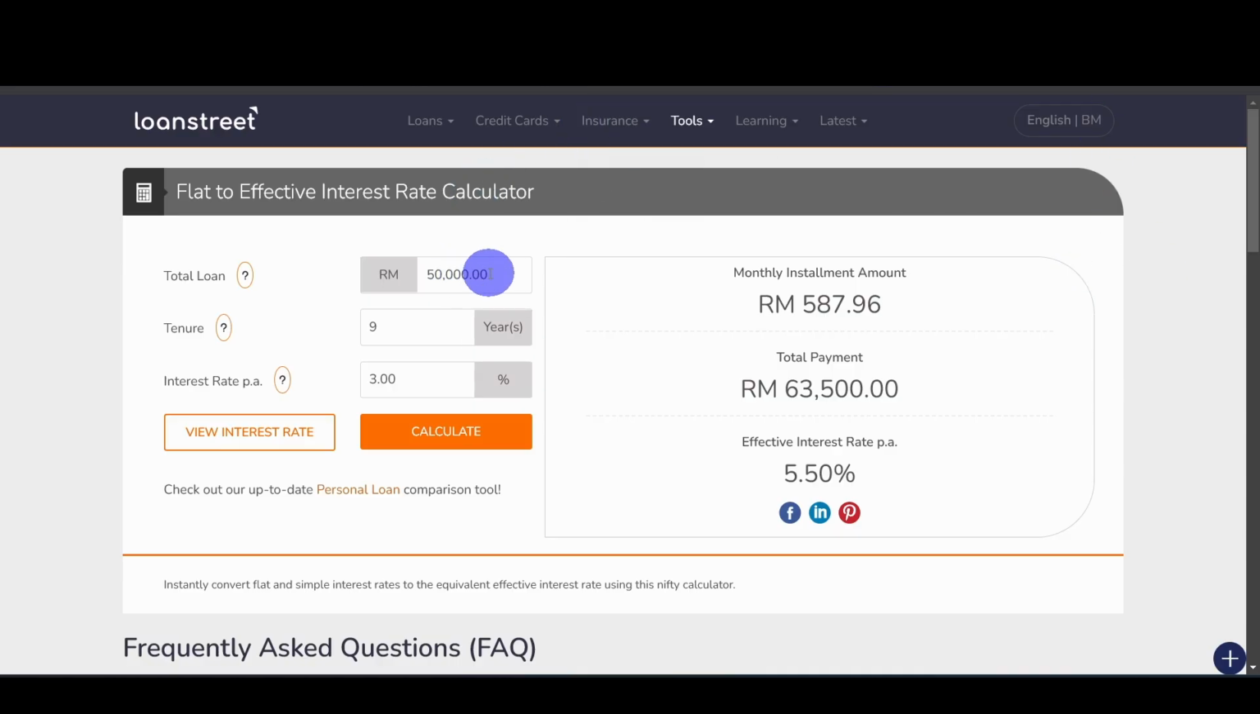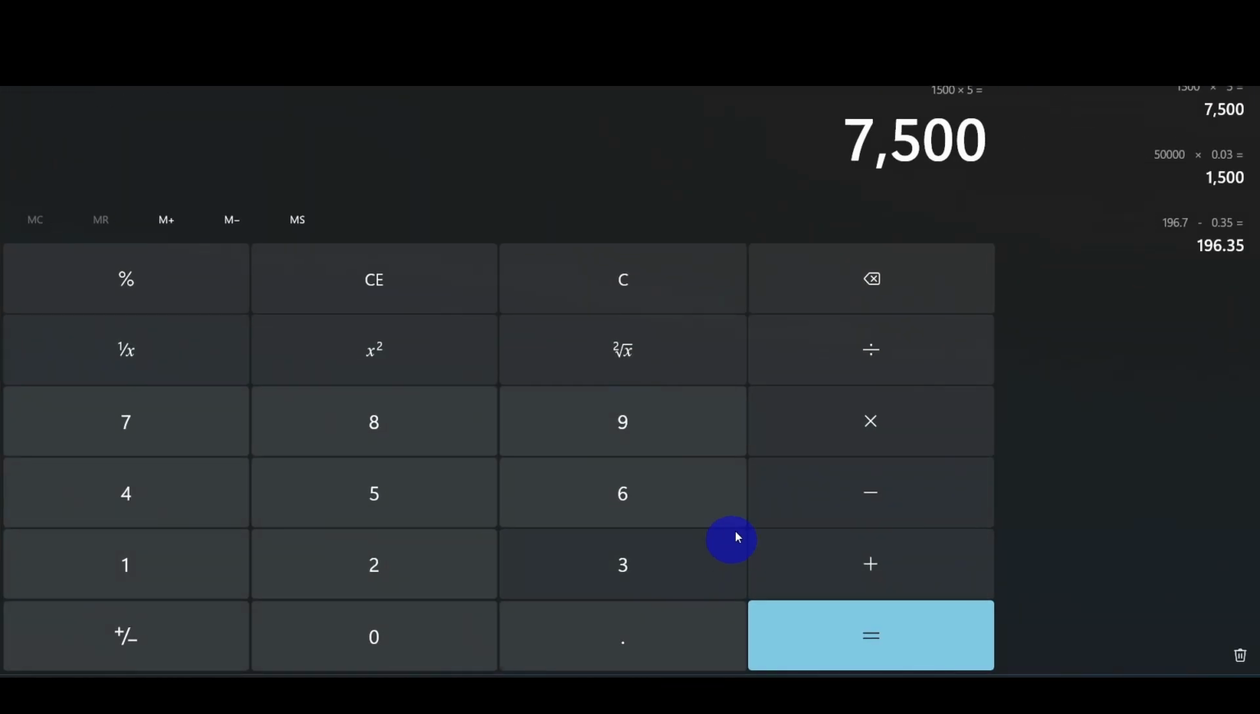Okay, so let me give you an example so that you guys can understand clearly. Let's say you borrow a 50,000 ringgit loan, car loan lah. The tenure is 9 years, the interest rate is 3%. So the total payment you will pay is 63,500.